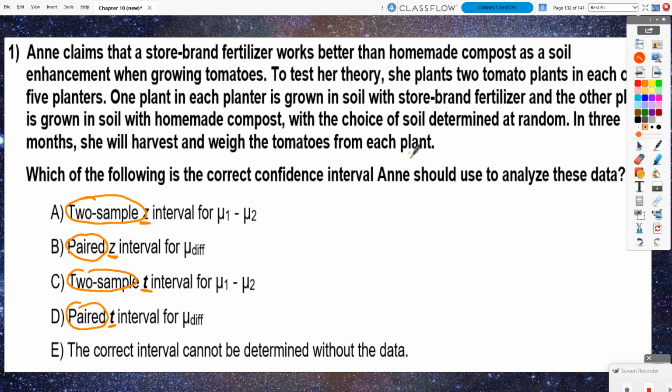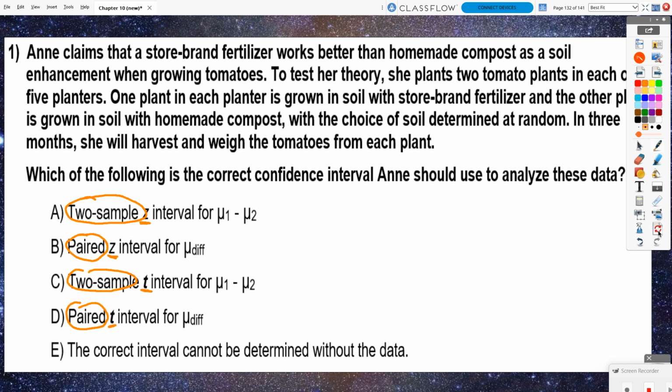So she wants to see, under all these similar conditions that are affecting the 2 plants per planter, they'd be getting probably about the same amount of sunlight, they'd be getting the same amount of water, versus if they were in completely separate planters, then I would say that would be more of a 2-sample problem. So I would gather that this is some sort of paired problem.